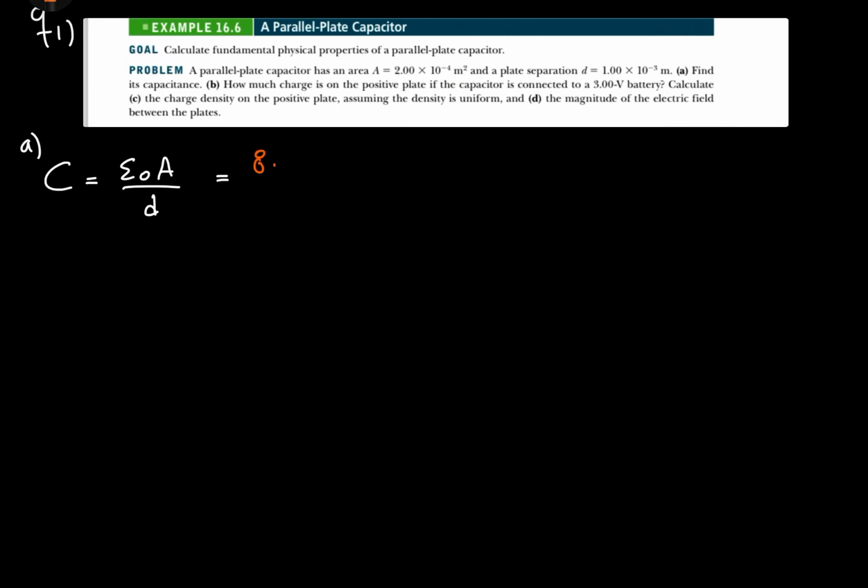Epsilon 0 is 8.85 times 10 to the power of -12. Area is 2 times 10 to the power of -4. It's given in the question. And the plate separation is 1 times 10 to the power of -3 meters. That's just 1 millimeter, roughly.